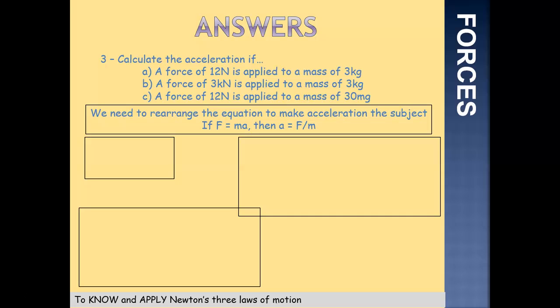And finally, acceleration. So we need to rearrange the equation. If force equals mass times acceleration, acceleration is force divided by mass. First one, 12 divided by 3 gives us 4 meters per second squared.